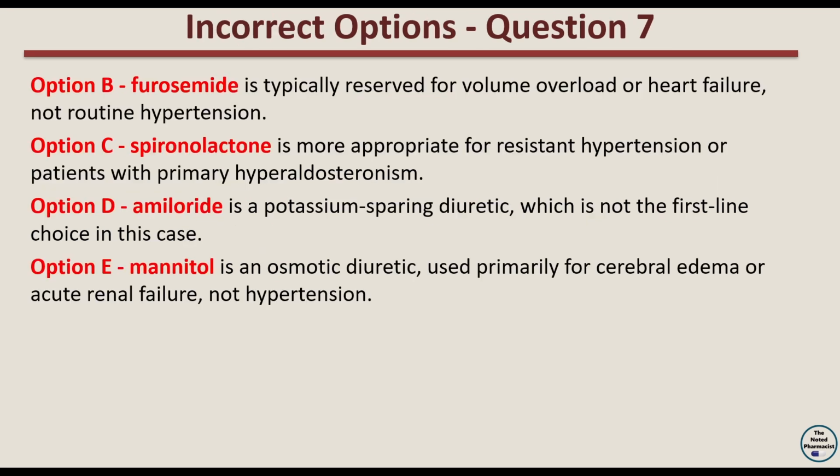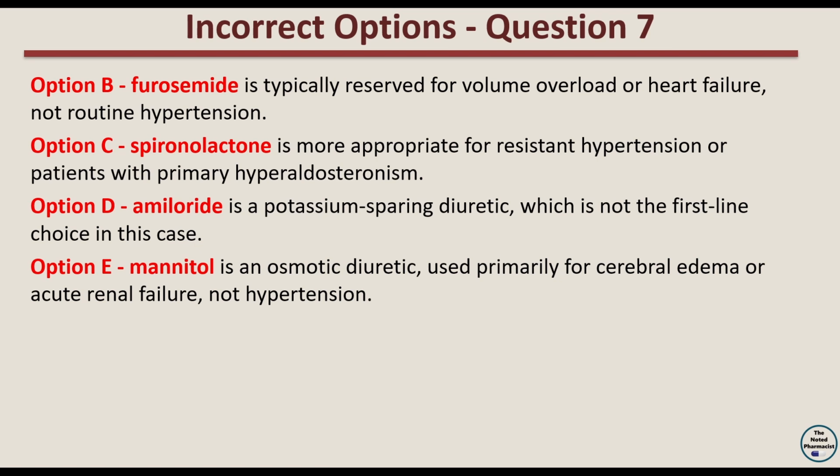Here is the explanation for incorrect options. Option B is incorrect because furosemide is typically reserved for volume overload or heart failure, not routine hypertension. Option C is incorrect because spironolactone is more appropriate for resistant hypertension or patients with primary hyperaldosteronism. Option D is incorrect because amiloride is a potassium-sparing diuretic, which is not the first-line choice in this case. Option E is incorrect because mannitol is an osmotic diuretic, used primarily for cerebral edema or acute renal failure, not hypertension.